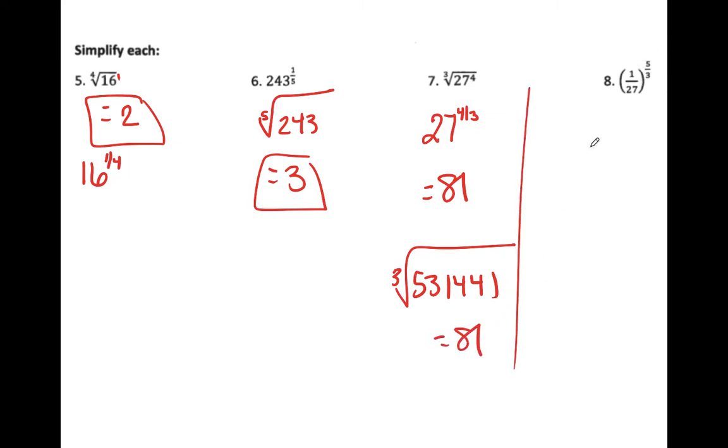And then the last one, this would be the easiest way to do this one. This is to bring it in using those properties. So this is 1 to the 5/3 over 27 to the 5/3. Well, 1 to the 5/3 is just 1. And then how you figure out 27 to the 5/3, the easiest way is to type in your calculator, 27 raised to the 5/3, and you get 243. So 1 over 243. No decimals will be accepted for that one.